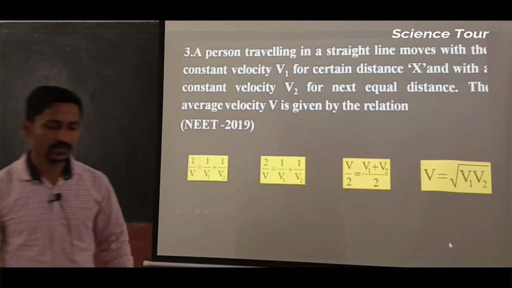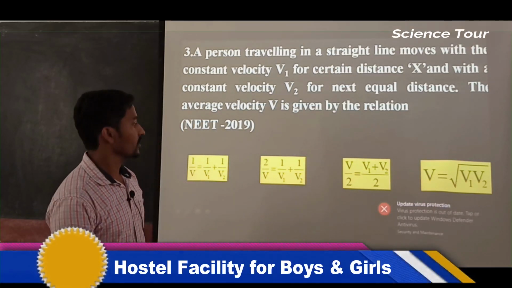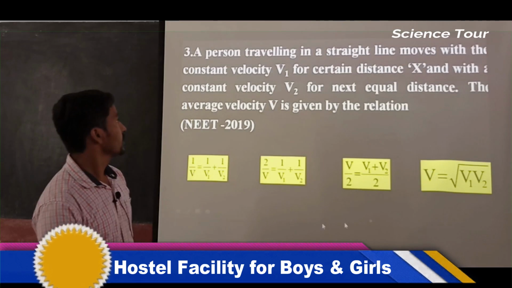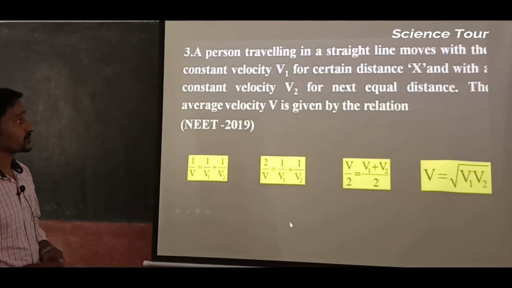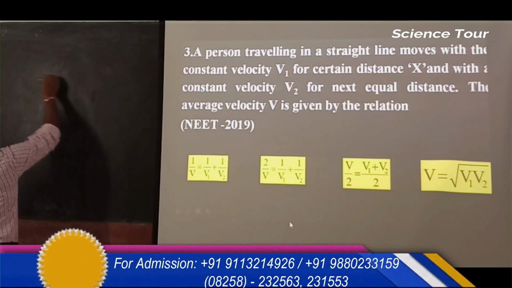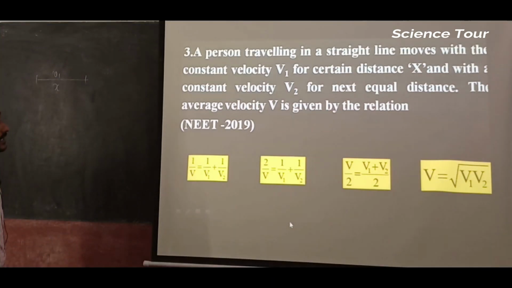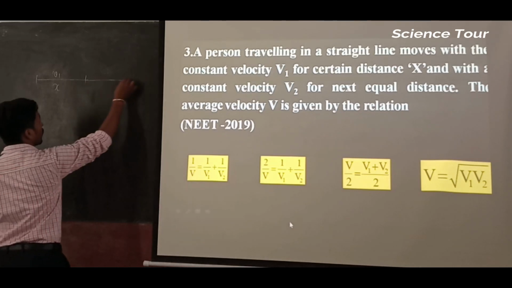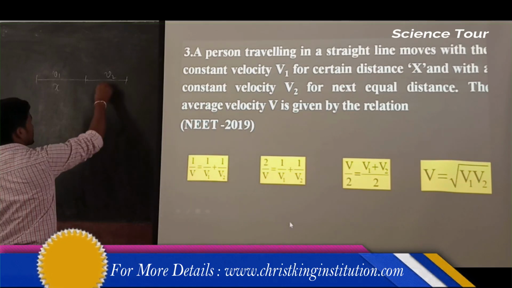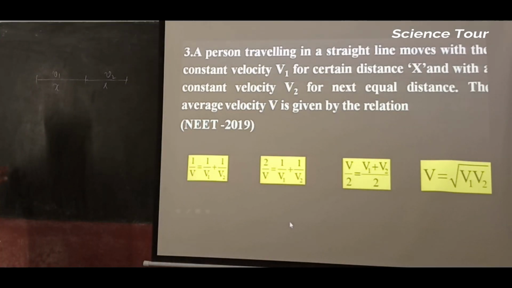Okay, 2 questions we have done, and next we are going to talk about one more question. You can see it on the screen. A person traveling in a straight line moves with a constant velocity v1 for a certain distance x, and with a constant velocity v2 for the next same distance, that is x itself. And the average velocity v is given by, so which relation do we have to use?